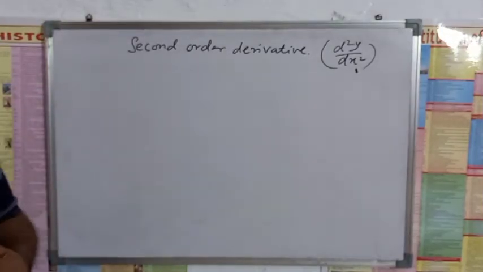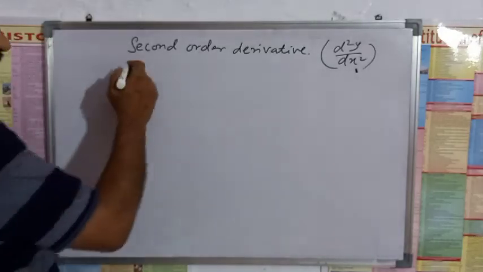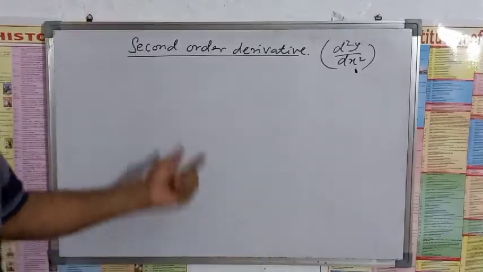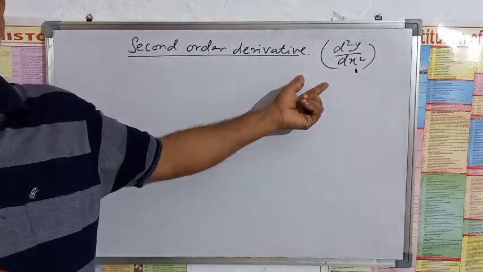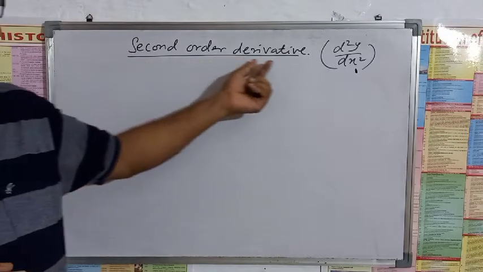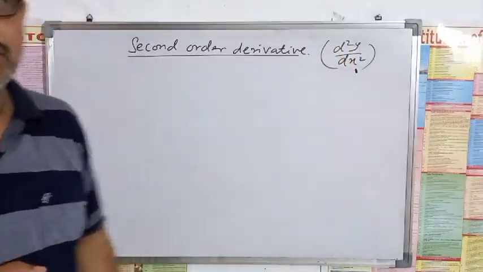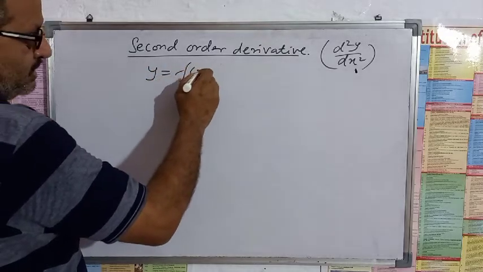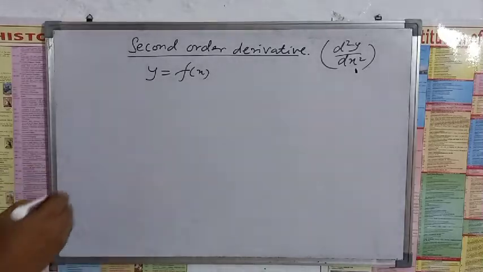Today we are going to study about second order derivative. Till now we have studied about first order derivative, that is represented by dy by dx. But today we have to study about second order derivative. It is denoted by d2y by dx square. Suppose y is equal to f(x) is a given function and we have to differentiate it.